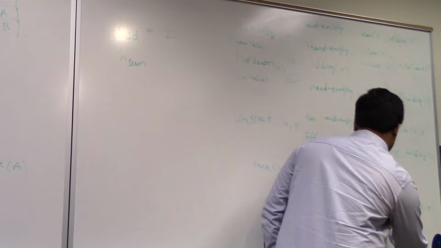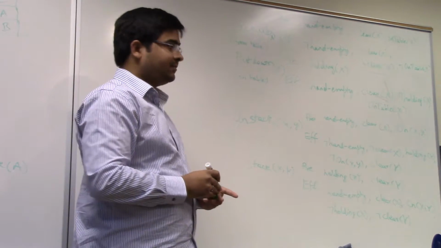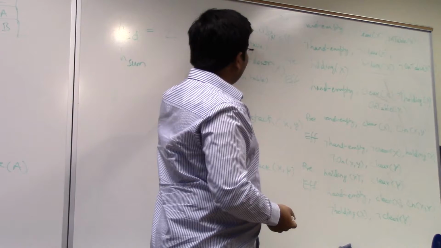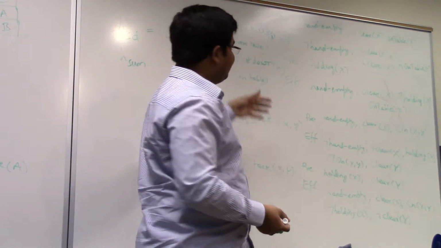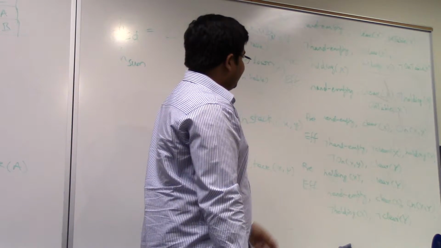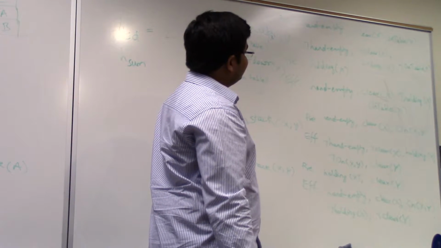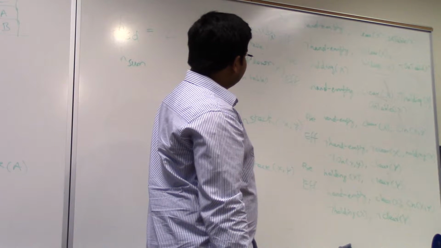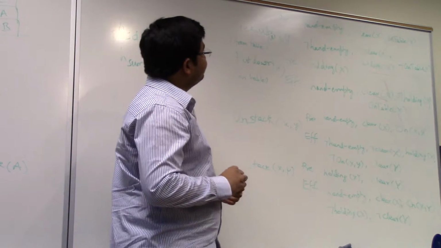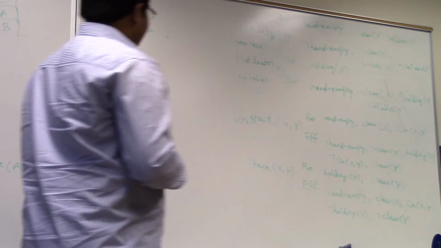So basically, you can see the differences between what it means to handle the table and a block. Table always has enough space, so you never need to say that it's not clear, and you can always assume that it's clear, so it's not there in the preconditions.